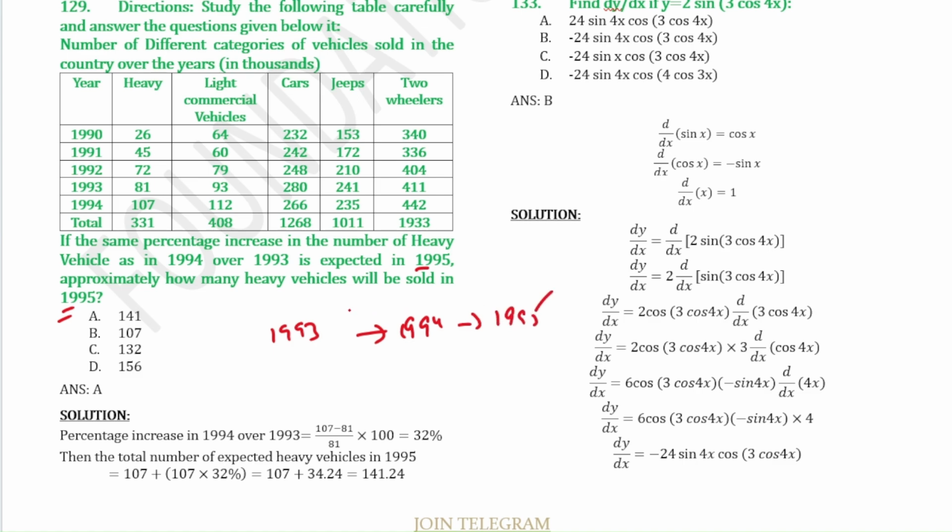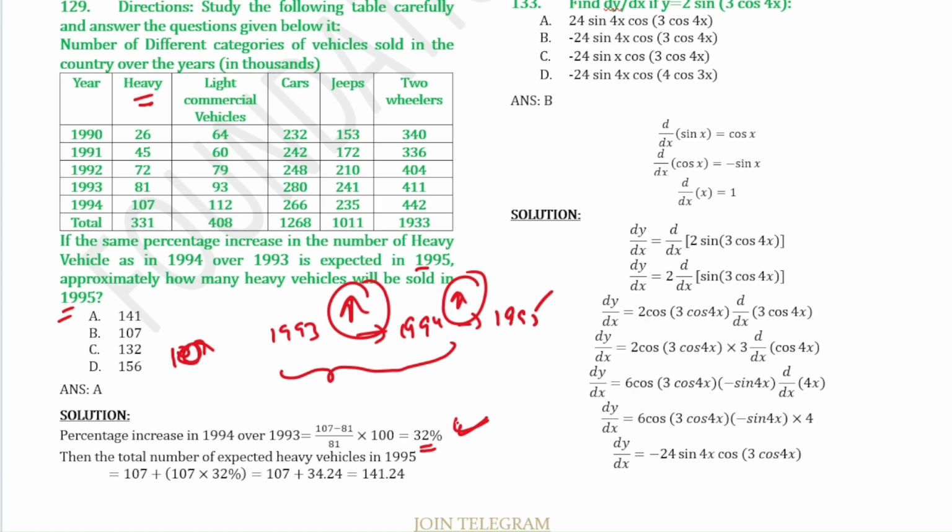So this percentage increase is the same. Firstly, we have to find the increase in percentage for 1993 and 1994. To find the percentage increase for heavy vehicles in 1993, from 81 it increased to 107. To find the increased percentage, it will be 107 minus 81 divided by 81 into 100, so we will get 32%.